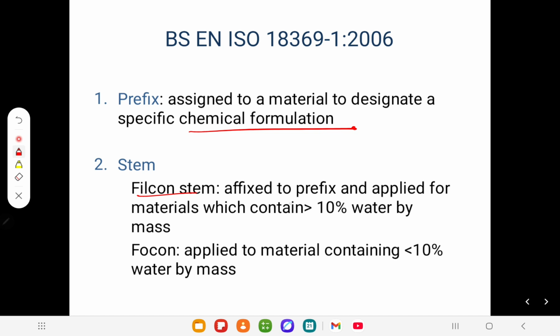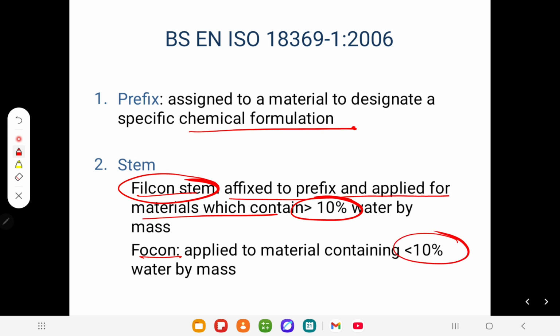So filcon is affixed to the prefix and applied to a material which contains greater than 10% water content. To call anything hydrophilic, you must have greater than 10% water content by mass. It's very important. That's why you call it filcon. What do you mean by focon? Focon is applied to material that contains less than 10% water content. That's why in the case of RGP contact lenses, you will always see the name focon. In hydrogel contact lenses, you will always see the name filcon.